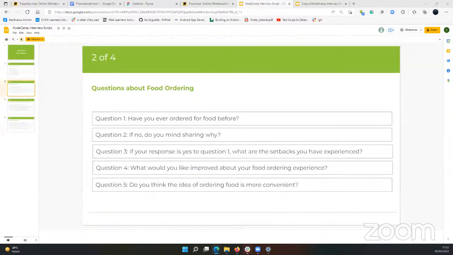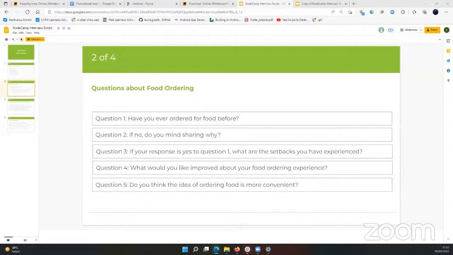So the next question: if your response is yes to question one, what are the setbacks you have experienced? Now, I want you to understand that you don't have to narrow these questions to online ordering, just ordering of food. It could be online. It could be you placing a call to someone and they bring it directly to your house. You don't have to narrow it down to the particular application you want to build, because you need to be a bit more discreet, since you wouldn't want to put out the application there except you have permission to do so.